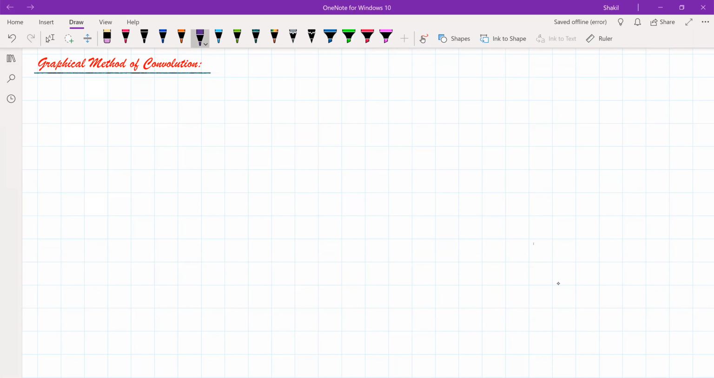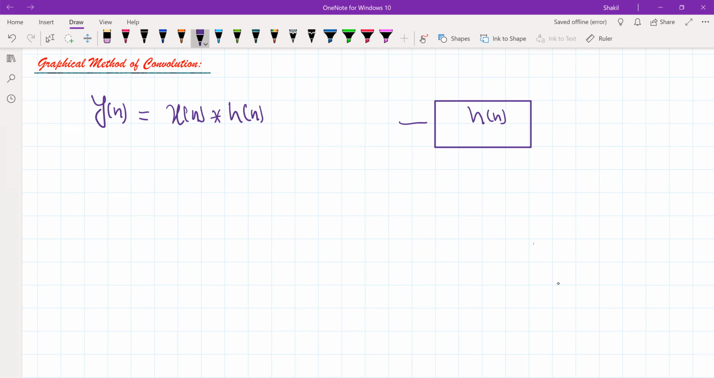Let's start. The goal here is to perform the convolution between two sequences x of n and h of n. Let's suppose the convolution is y of n. Or we can say, how to compute the output of a system whose impulse response is h of n and input is x of n. Then the output is y of n. We can obtain the output y of n by performing the convolution between x of n and h of n, and this star denotes the convolution operation.